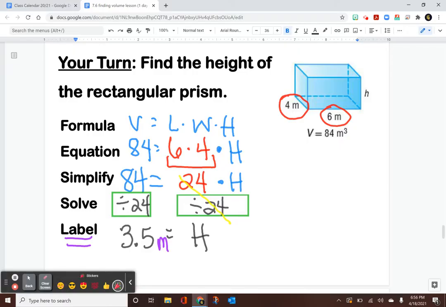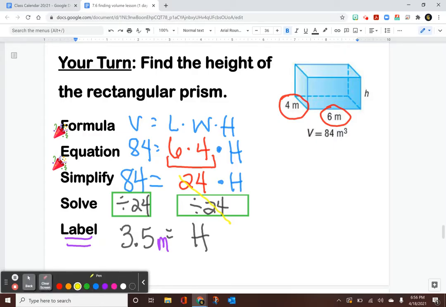Since we're working here with volume and a rectangular prism, did you choose the formula V equals L times W times H? When you substituted, did you end up with the equation originally, 84 equals 6 times 4 times H? Or did you put the 6 and the 4 in maybe a different location? Did you simplify by multiplying the 6 and the 4 together? That way you only had one value to undo. If not, you didn't have to simplify.